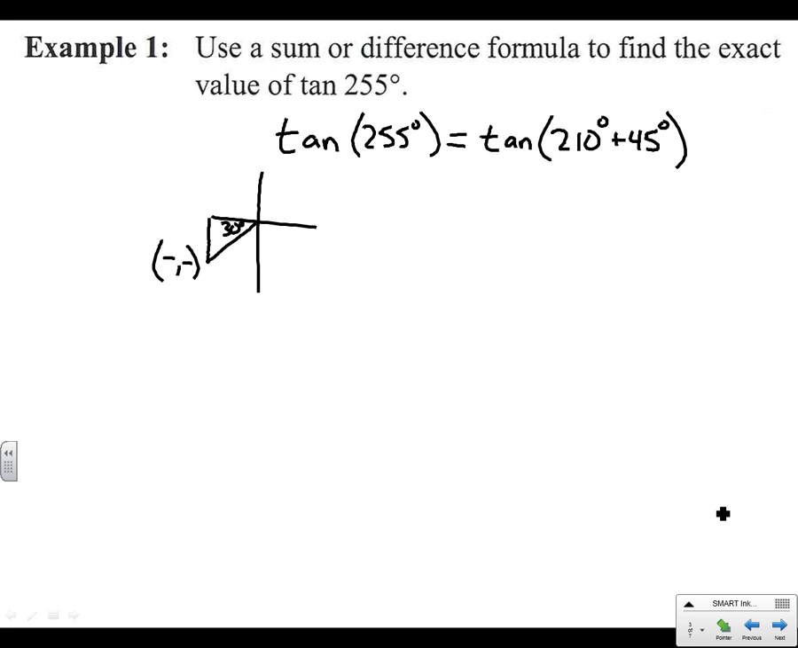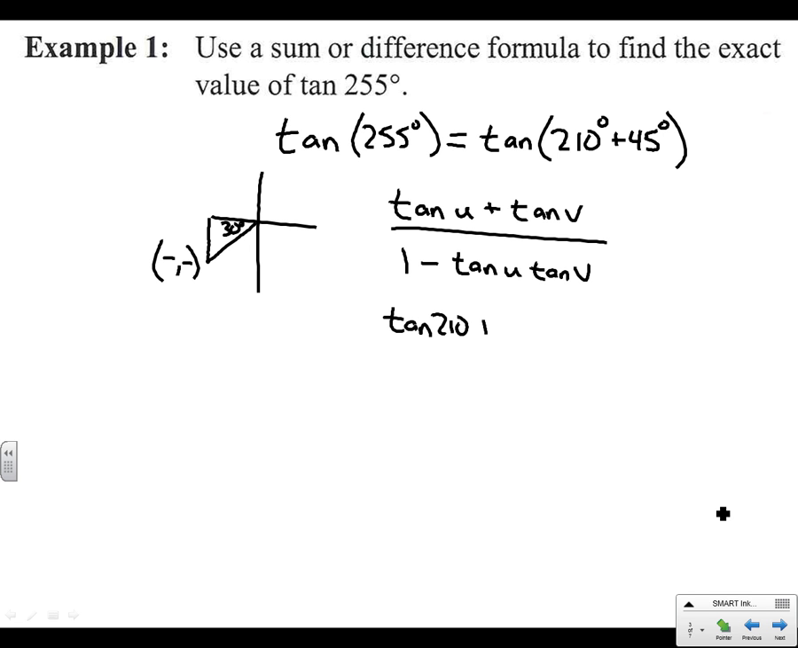So let's go ahead and find our formula for adding. It's tan u plus tan v over 1 minus tan u tan v. And so we'll plug in our values. The u, the first angle we see, is 210, tangent of 210, plus the second angle, v, is 45, over 1 minus, and then we plug them in again, tan 210 times, this time, tan 45.